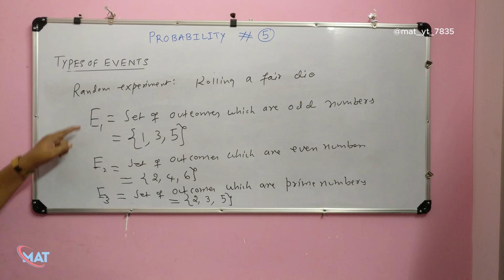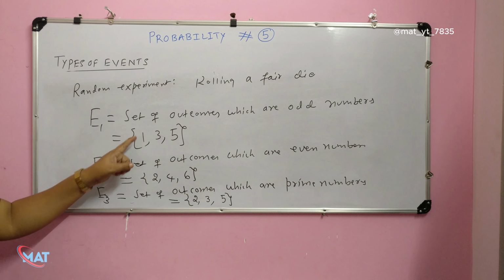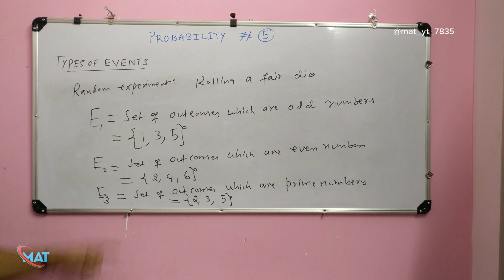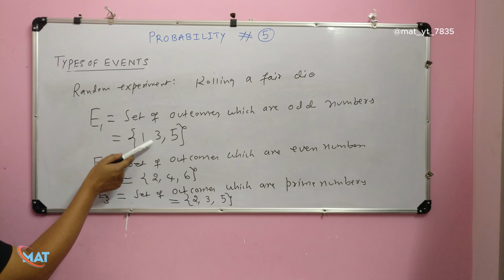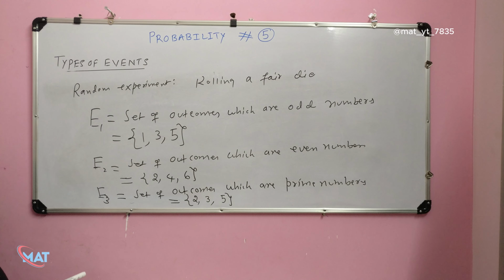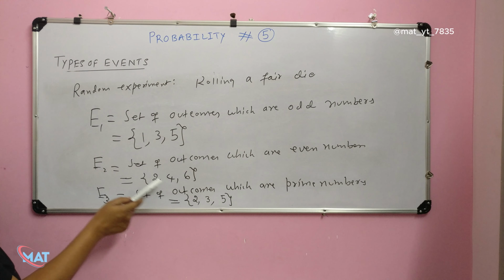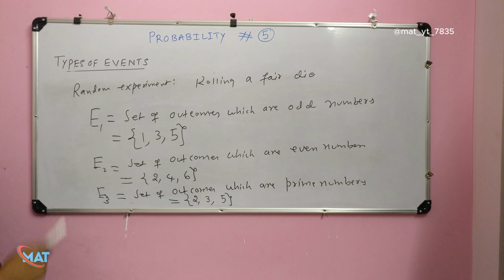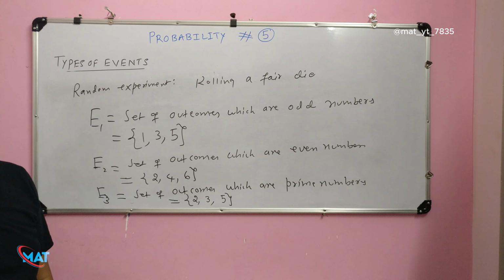Now you see E1 and E2, no outcomes are common in these two. So these two are mutually exclusive. E1 and E3, 3 and 5 are matching. They are not mutually exclusive. What about E2, E3? 2 is matching. These two are not mutually exclusive. So only E1 and E2 are mutually exclusive events.